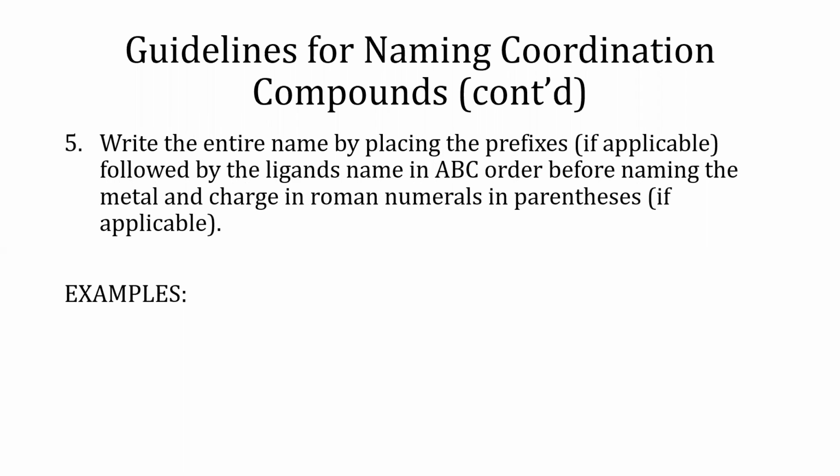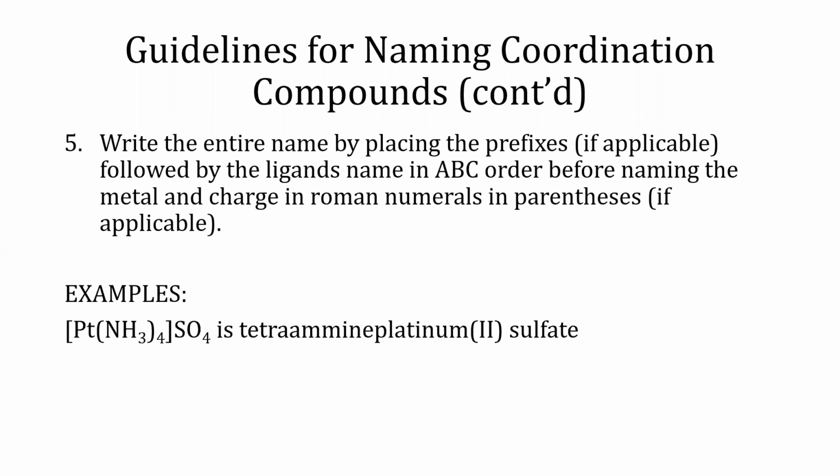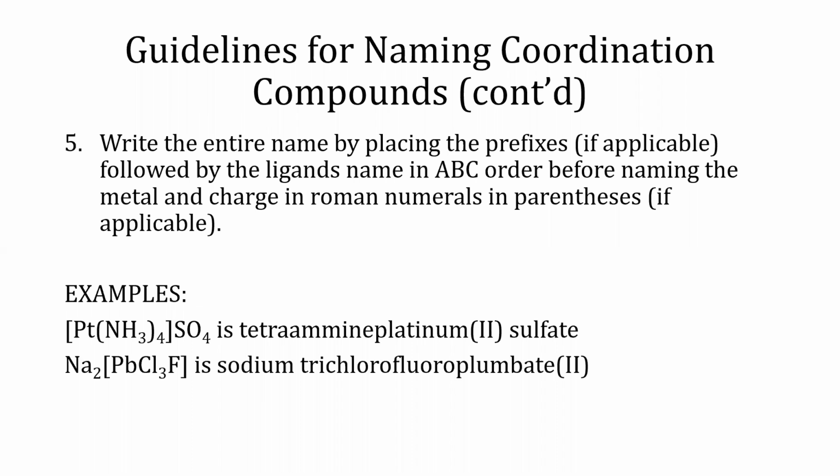5. Write the entire name by placing the prefixes followed by the ligand name in alphabetical order before naming the metal and charge in Roman numerals in parentheses. Examples include [Pt(NH3)4]SO4 is tetraammineplatinum(II) sulfate. Na2[PbCl3F] is sodium trichlorofluoroplumbate(II).